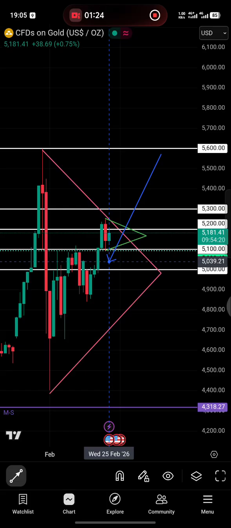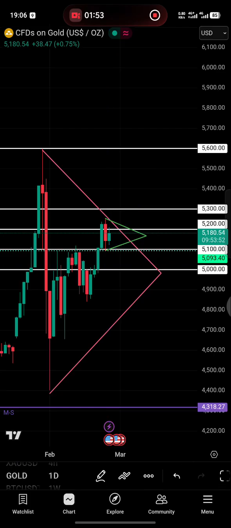Because accumulation in my term is price going to support or resistance to accumulate buy or sell side volume. That is my version of accumulation. So I don't call consolidation or sideway accumulation, because my term of accumulation is the price going to specific zones, specific levels to accumulate buy side volume or sell side volume, right?